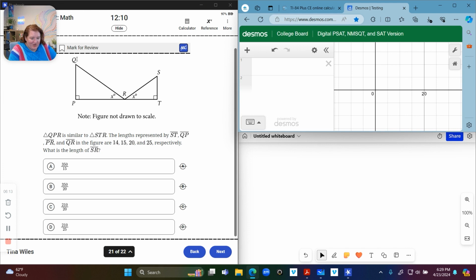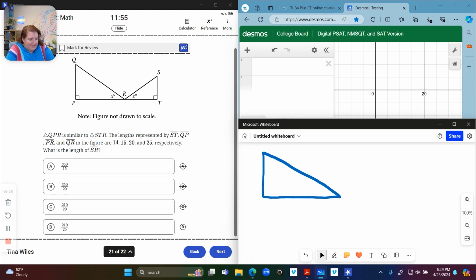All right, triangle QPR is similar to triangle STR. The lengths represented by ST, QP, PR, and QR in the figure are given. Okay, I need to redraw this. Okay, so ST is 14. QP is 15. PR is 20. And QR is 25. What is the length of SR? So this is what we're trying to find.